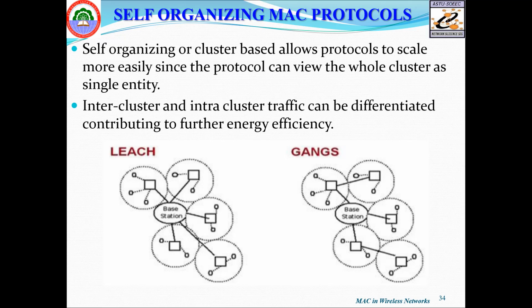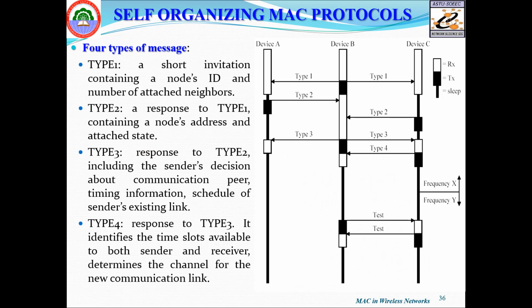But in the case of the GANGS protocol, we cannot see that these clusters have one-hop connectivity. That means there is multi-hop connectivity from the cluster head to the base station in the case of the GANGS protocol. These are the self-organizing protocols. Once they are deployed, they are going to organize themselves. So this is the self-organizing protocol.